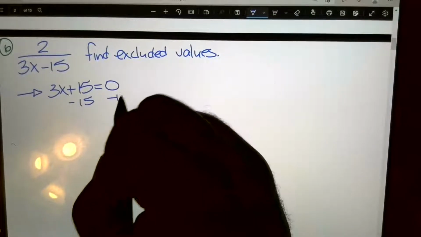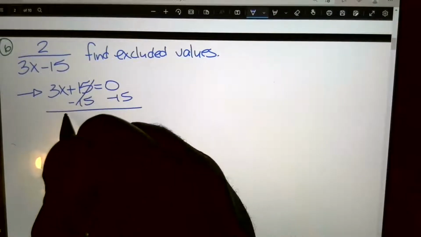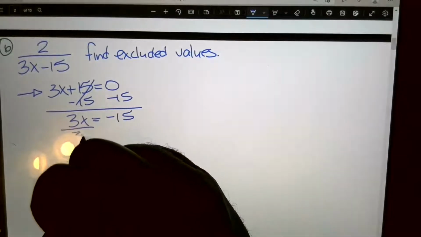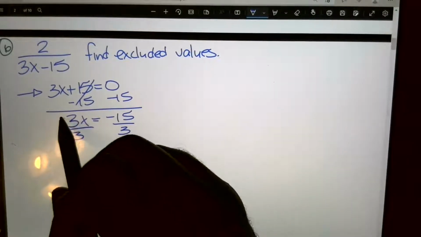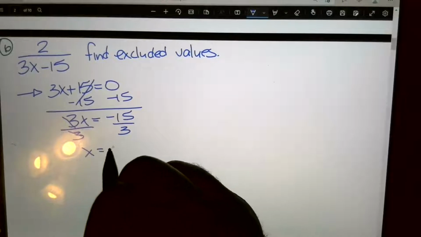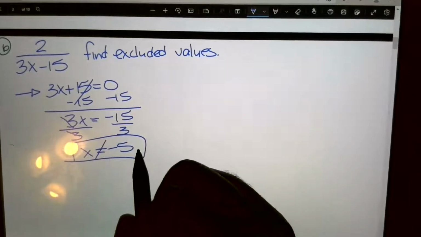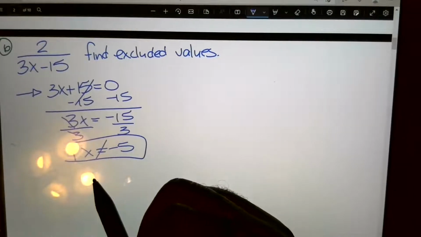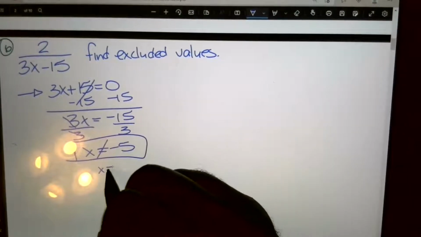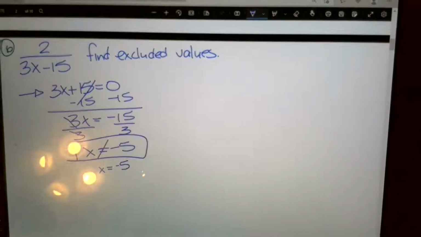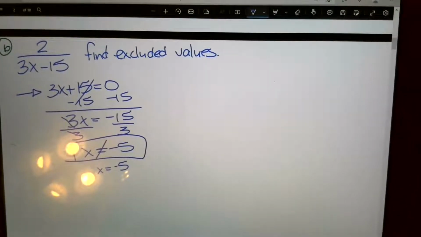Minus 15. 3x is equal to negative 15. Divide by 3. That means x is equal to negative 5. Or rather, x is not equal to negative 5. For your case, you'll just put x is equal to negative 5, but in quote unquote real life, you would put x is not equal to negative 5. And that's your excluded values. Sometimes there can be more than one.